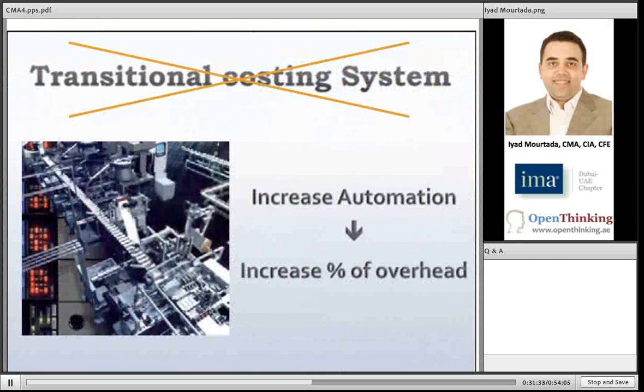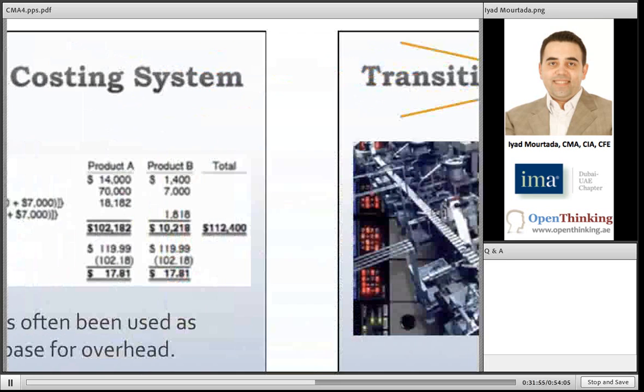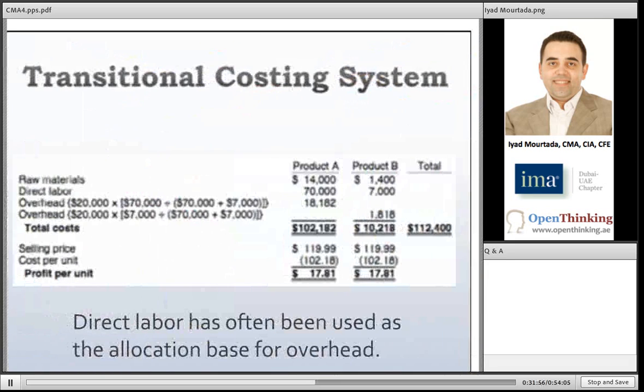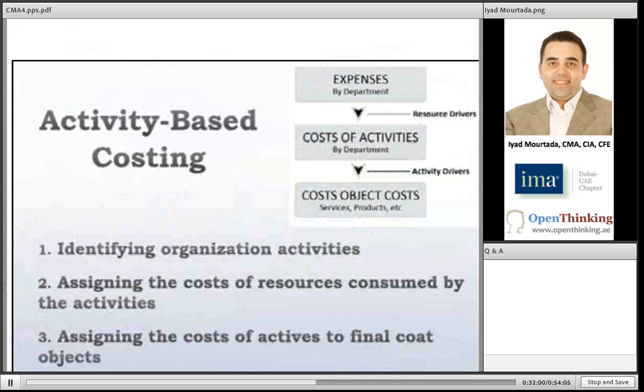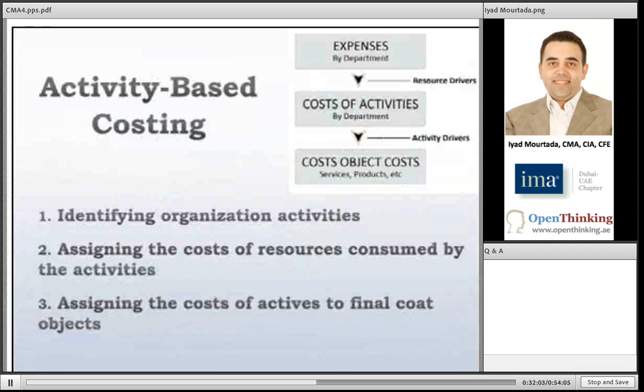This is what happened. It's an increase in automation. The increase of automation increased our overhead. For any production now, we are using machines, we are using automated systems, and that made the cost structure change. We have 80%, 70%, some companies 90% of their cost as overhead. So if your major cost is overhead, it's really important to understand which item in your overhead is creating the cost for the product or the activity that you are doing.